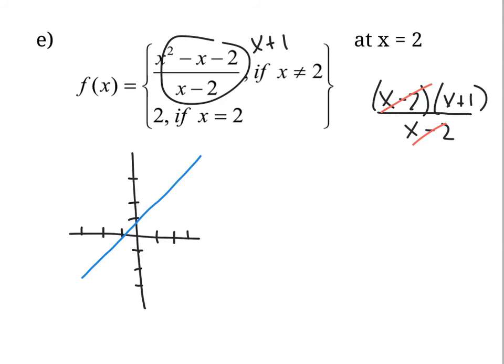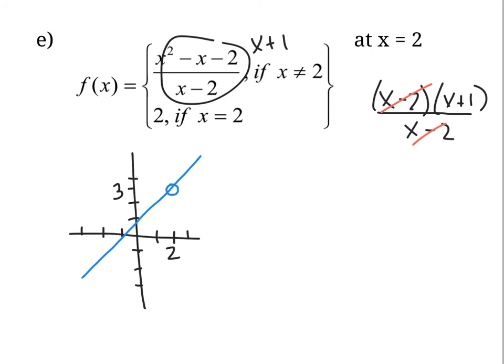I didn't draw these lines very well. So at x equals 2, we are going to have a hole. If you think about where that is, that's at x equals 2, and we're just going up 1 each time from here, because the slope is 1. So this hole is going to exist at 3. So there we go, that's the first part.